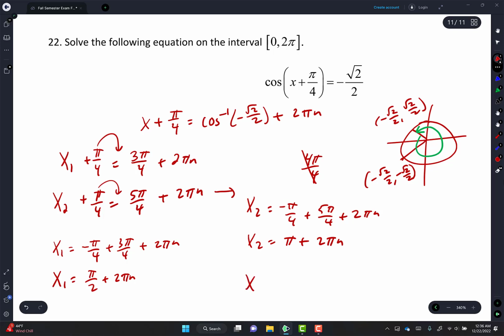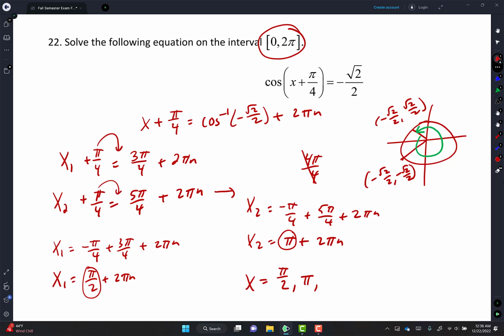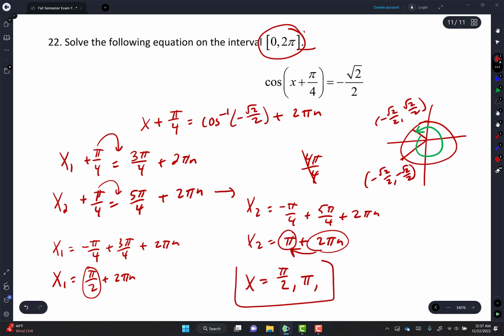So then my solutions, my very first one is π/2, and my next one is π. And then it's between 0 and 2π. So if I add another 2π to the π/2, I'm outside the domain. And if I add another 2π to the π, that would be 3π, which I'd be outside that interval of 0 to 2π. So that's it. These are my only two solutions.